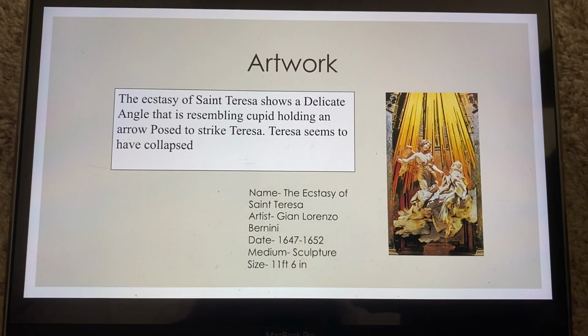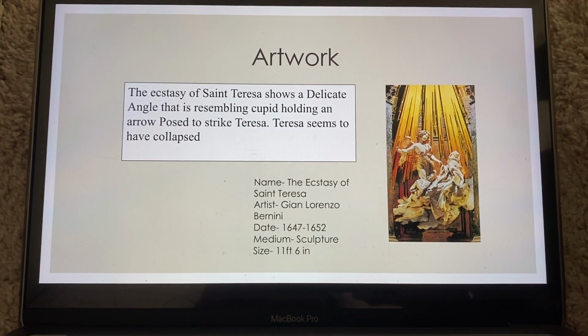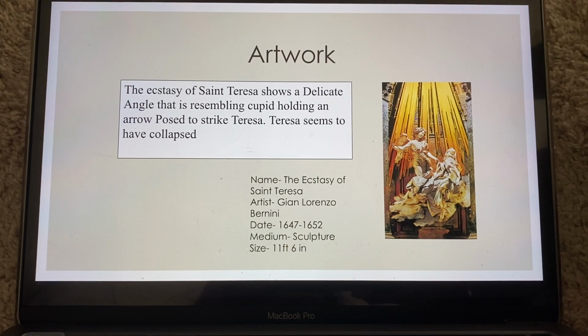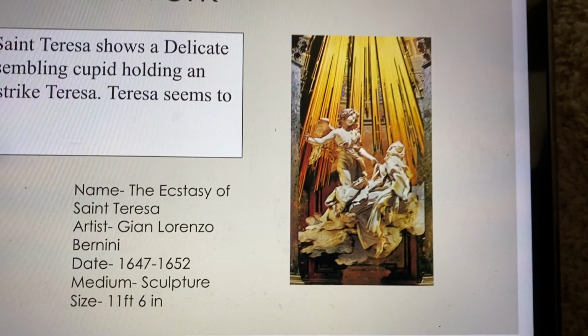One of the artworks, the Ecstasy of Saint Teresa, shows a delicate angel resembling Cupid holding an arrow posed to strike Teresa. Teresa seems to have collapsed.